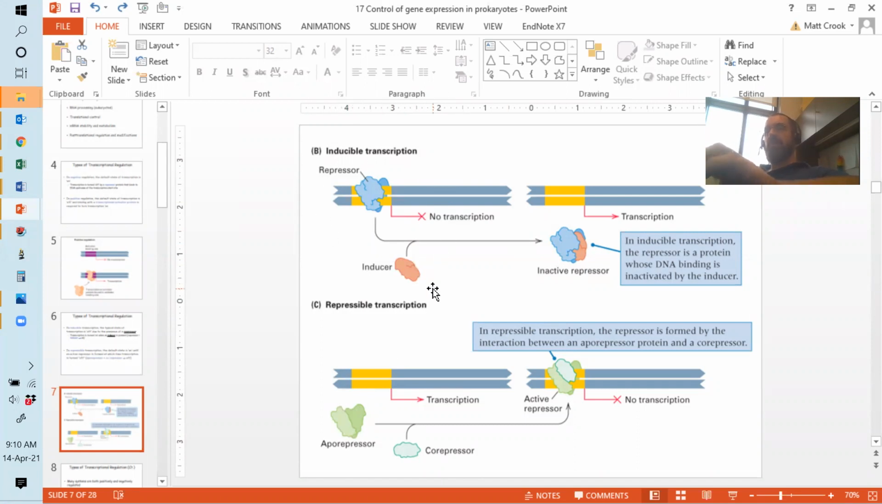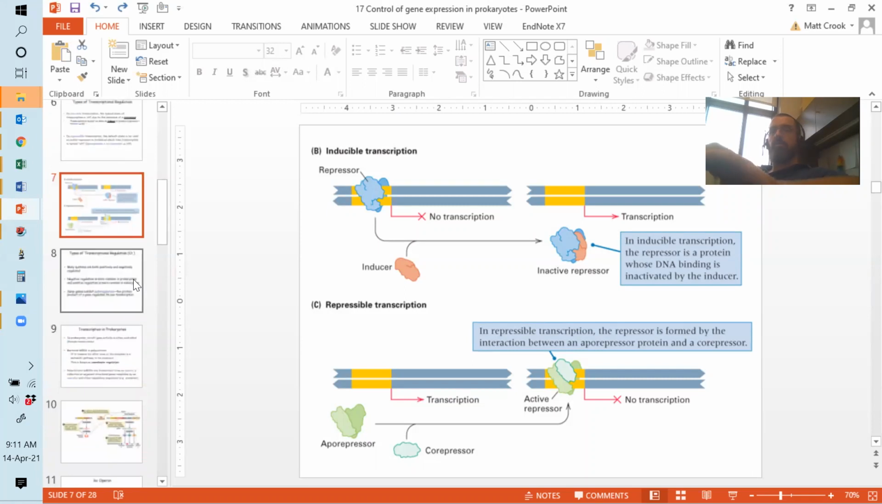So the same idea, we've got a two-part system, protein and something else. In inducible transcription, when those two things are together, you have transcription because it is induced to leave. In repressible transcription, when you have those two things together, you don't get transcription because now it's in the correct shape to bind and block RNA polymerase from moving down the way.